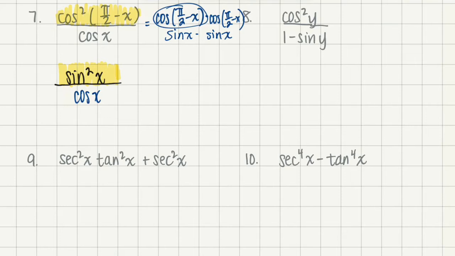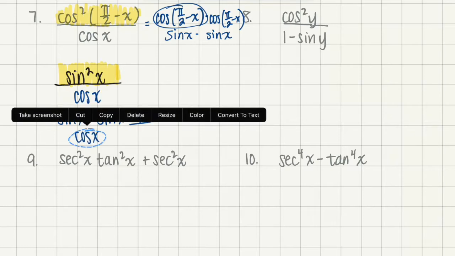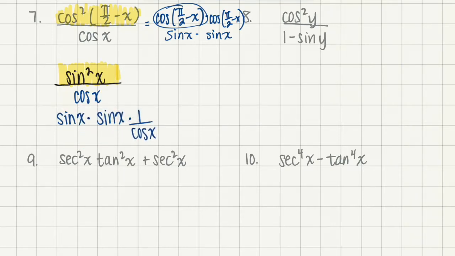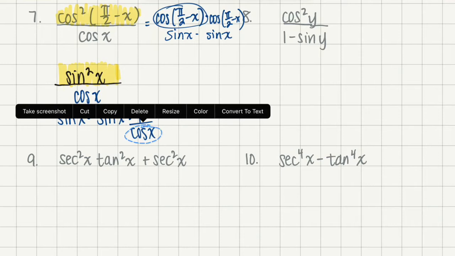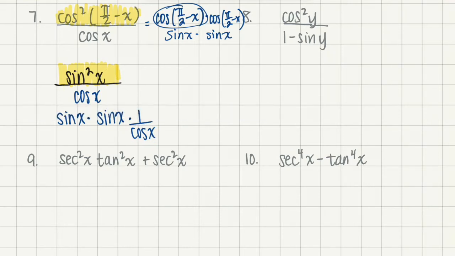And I can simplify a little bit of this. I don't need both of those sines in the numerator, so I'm going to split them up. Sine of x times sine of x, and then times 1 over cosine of x. I don't usually do that. I usually just write this cosine of x underneath the sine of x, sine of x. But I wanted to show you that you can separate them out as well. It all depends on how you need to see it. Sine of x over cosine of x is another way of saying tangent of x.